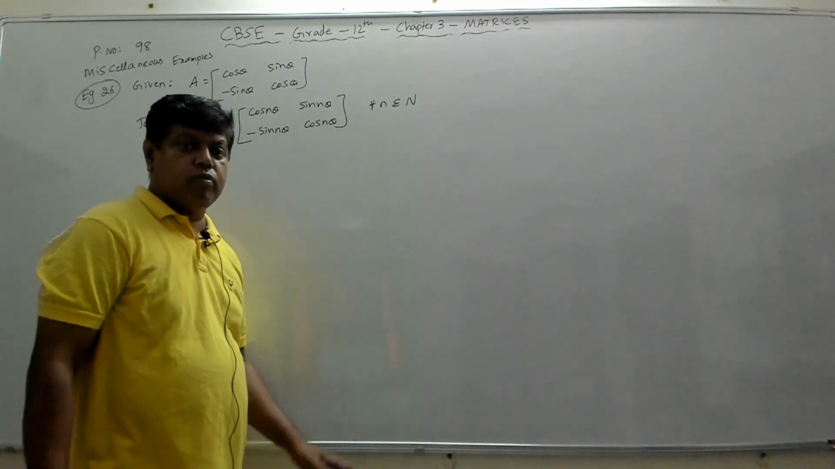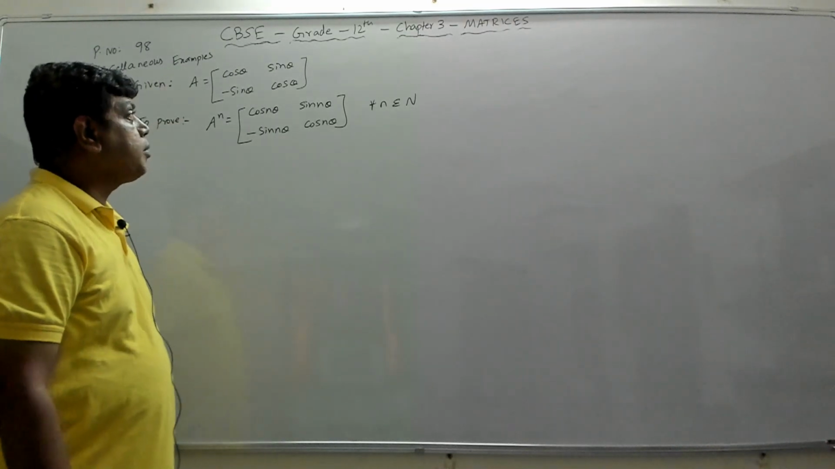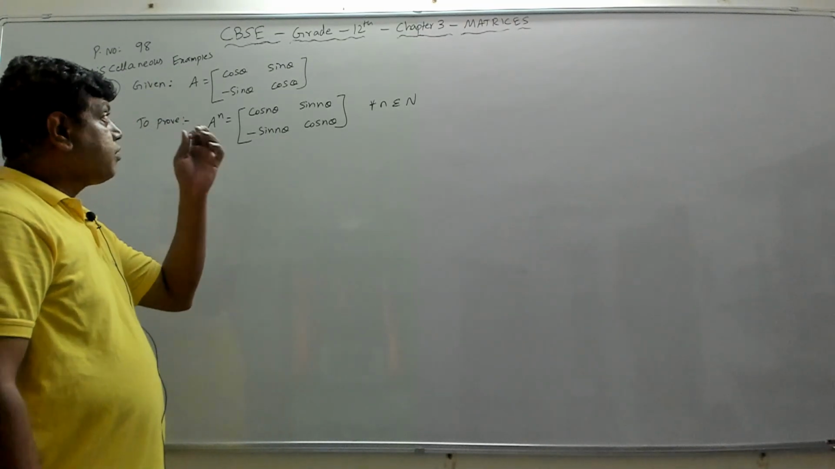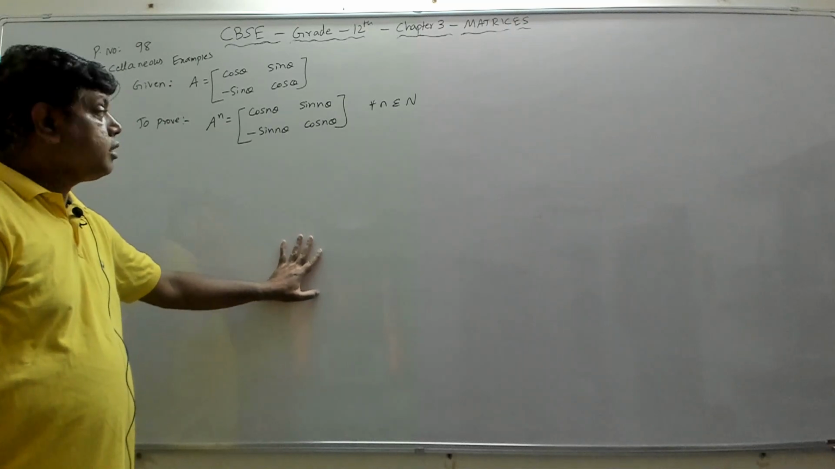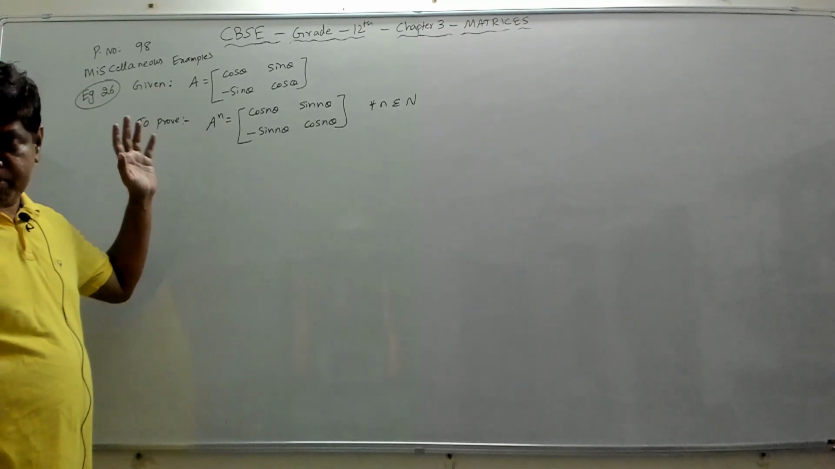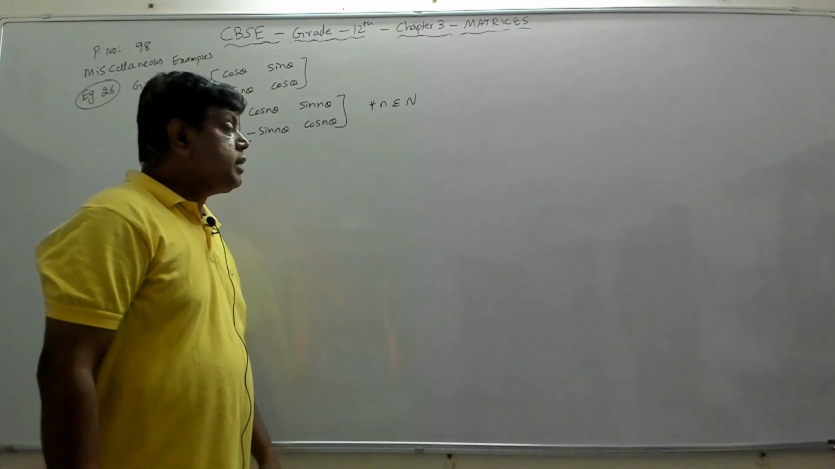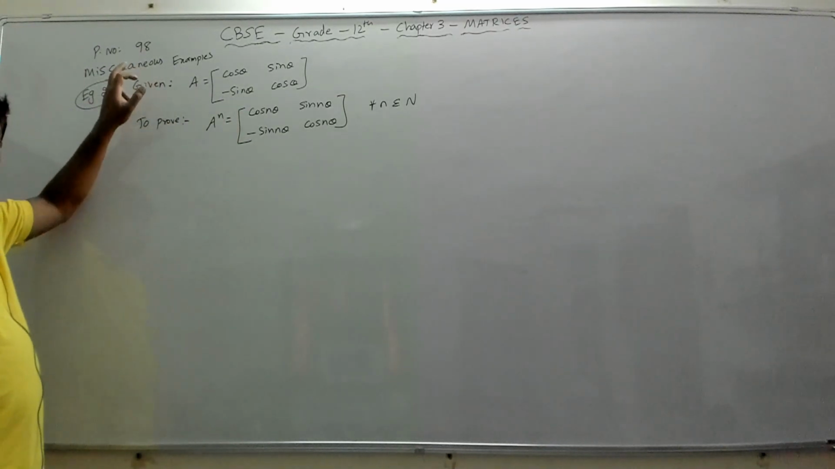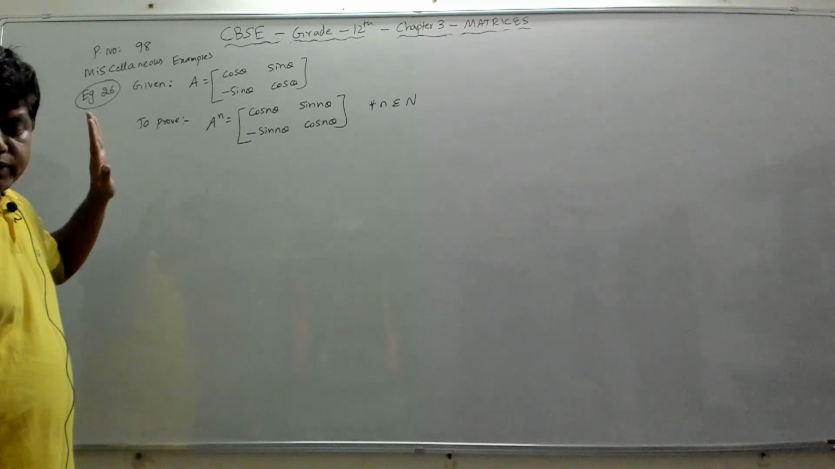In this video, we'll continue with the matrices chapter, which is chapter 3 from your 12th standard CBSE mathematics. We'll continue with the miscellaneous examples on page number 98 of your textbook, example 26.